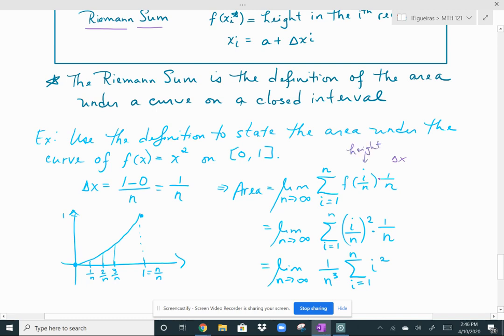Now, how do I know that it's 3i over n? Let's look at this picture.